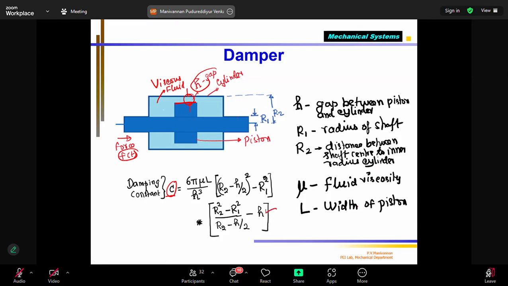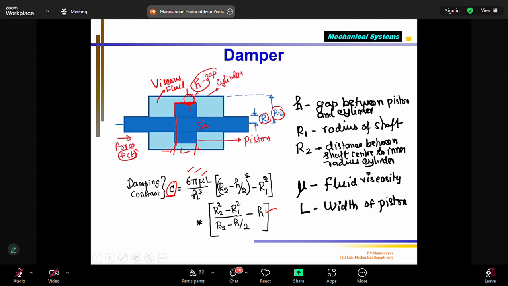R1 is the radius of the shaft, correct? This is the shaft on which the piston is attached. So the radius of the shaft is given as R1. From the center axis to the piston outer edge is given as R2. The gap between the piston and the cylinder is H. And 6 is constant, pi is constant, mu is the fluid viscosity. What is the viscosity of the fluid? That is mu. L is the width of the piston.